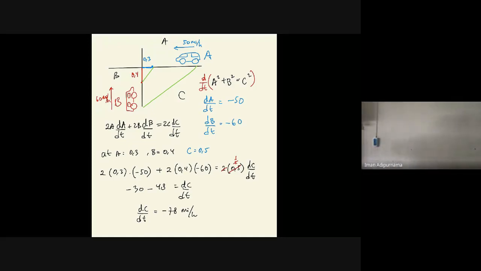Have you practiced with the TA the related rates, or not yet? Last Friday, not yet? Okay. Maybe this Friday we will be practicing the related rates.